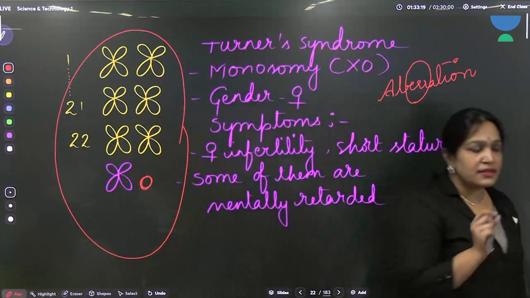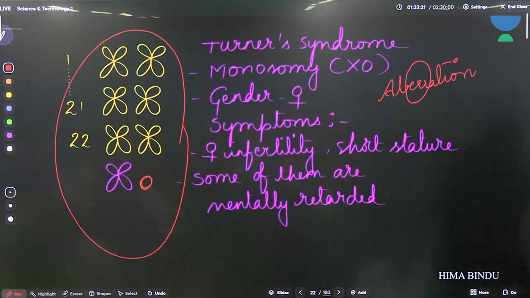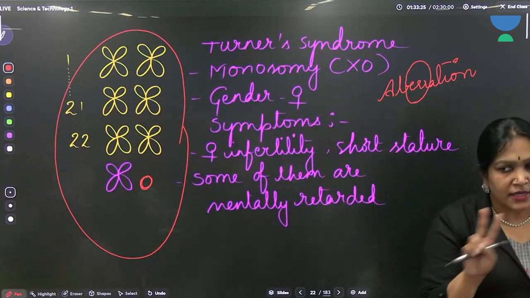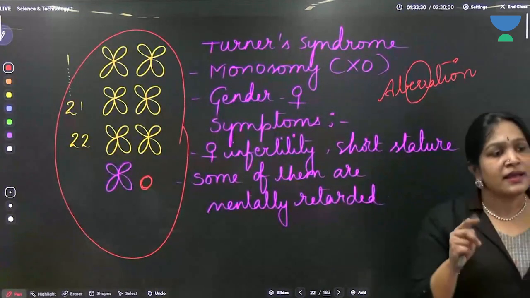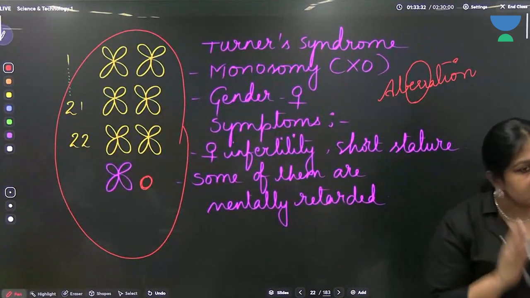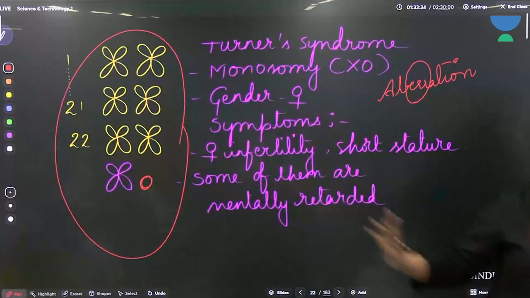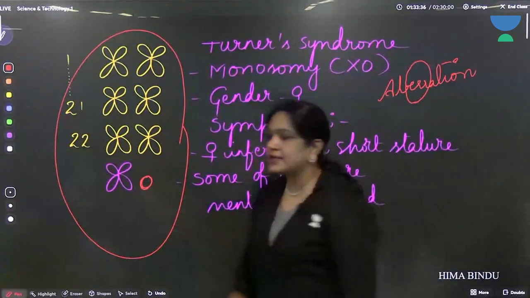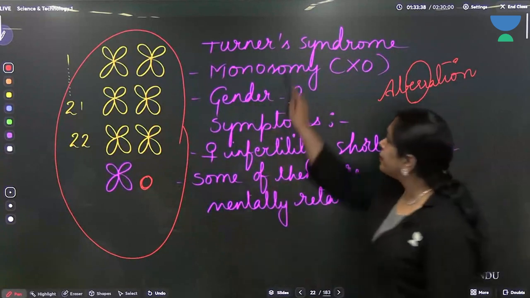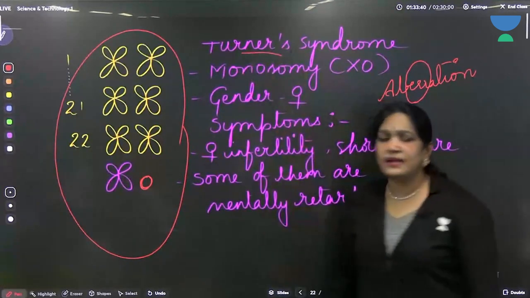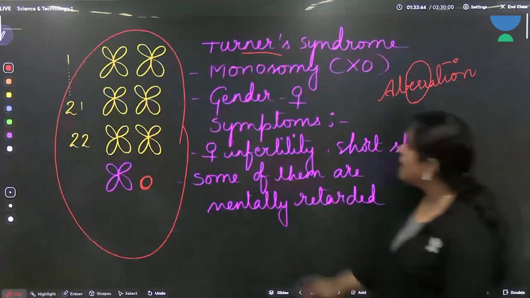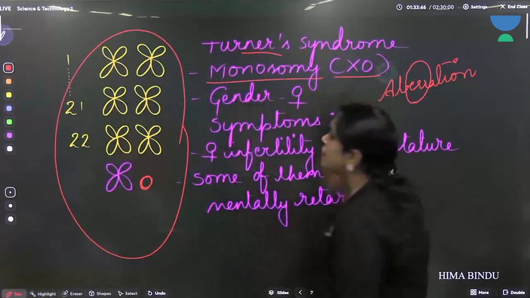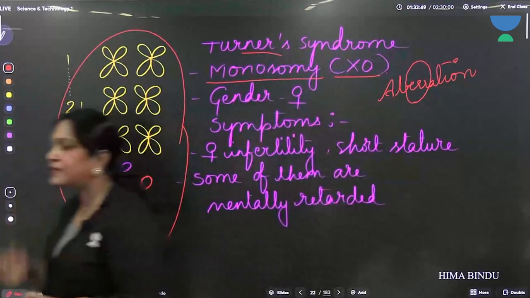There is no second X or Y chromosome. It is not XX, it is not XY, it is X0. The 0 is not a different chromosome. 0 means zero, null. Is it clear? So that is X0. This is Turner syndrome. Why the word Turner? It is a scientist's name. The scientist identified this disease for the first time. Then we call it monosomy of the X chromosome. Use the word once.